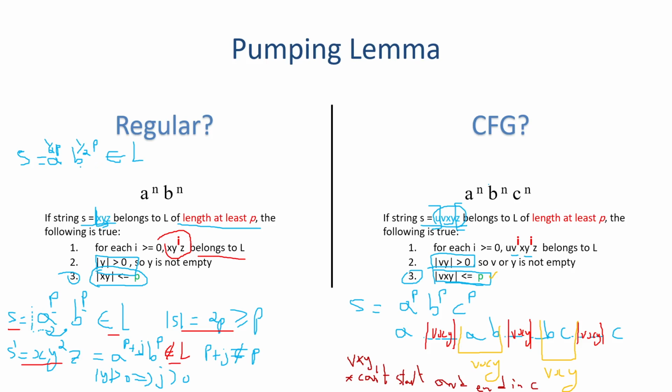However, there are now several cases. XY could be all in A. So it could be all here. Or it could start in A and go all the way to B. That's possible this time.